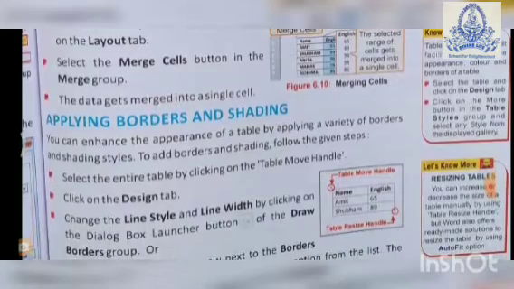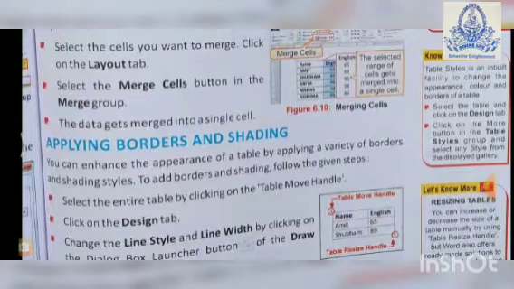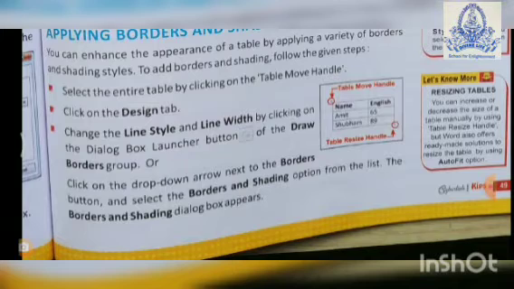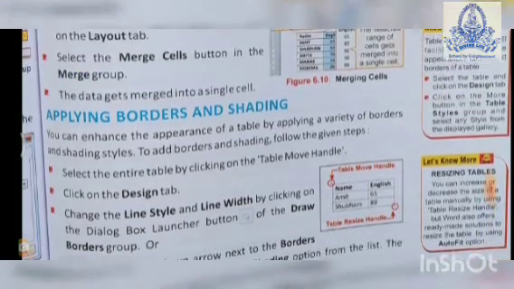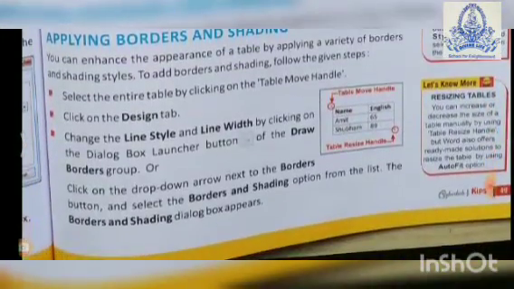Applying borders and shading. Applying borders and shading means, suppose you have designed one table, so how to apply different borders or shading. Click on the Design tab, then line style, line width, by clicking on the dialog box launcher button of the Draw Borders group. In this place you can easily identify what kind of borders you want to use, and what is the shading, what border line you can use.